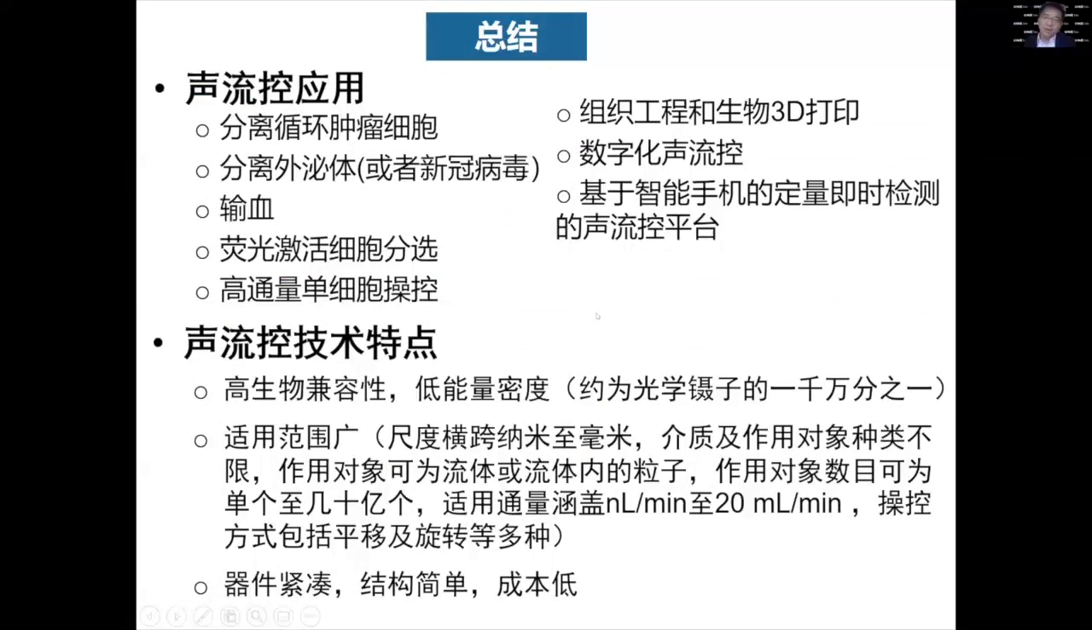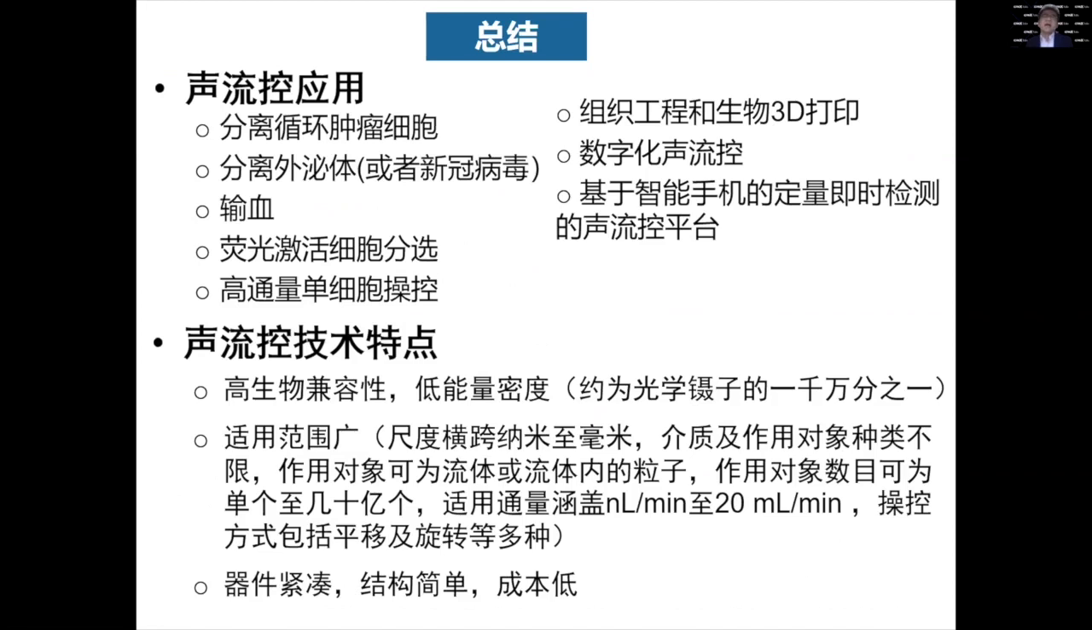So in summary, I have given 8 different examples of what acoustofluidics can do, from separating circulating tumor cells to separating exosomes. We also believe that we can do it for coronavirus and transfusion, and many different single cell manipulation, single particle manipulation, 3D bioprinting, tissue engineering, digital acoustofluidics for droplet manipulation, and also integration with smartphones to enable really point-of-care devices.